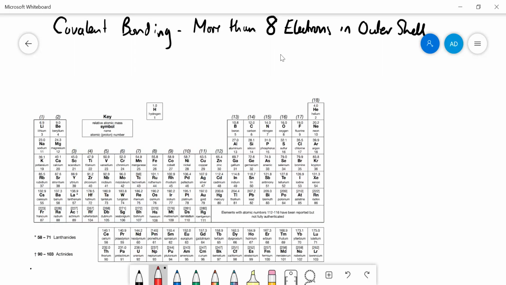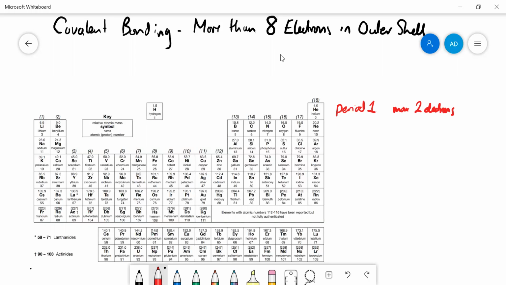Now, if we look at period 1, period 1 only contains hydrogen and helium. So the maximum number of electrons you can have in is 2, because the first shell, period 1, is max 2 electrons, okay? And that's why it's a very short period.